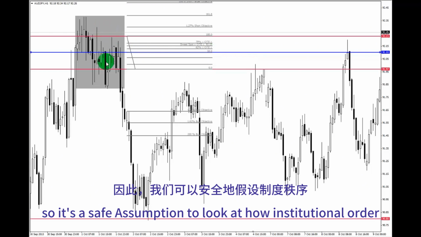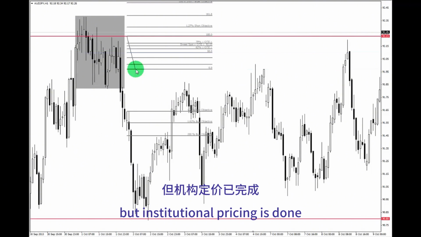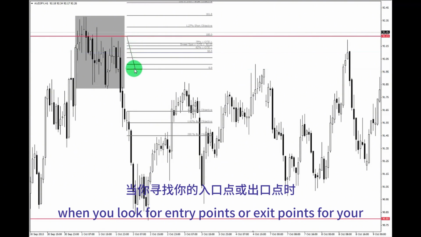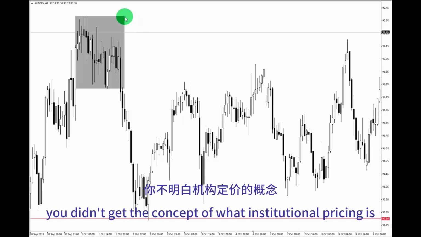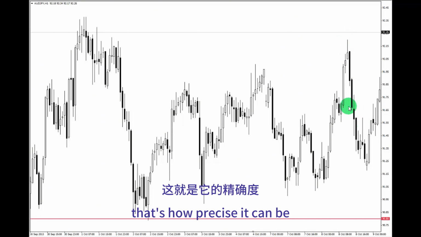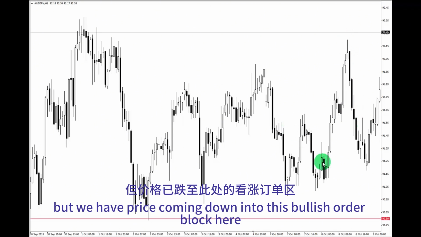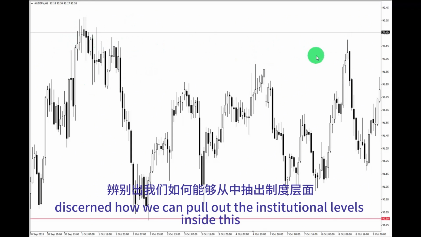So that's a safe assumption to look at how institutional order, not institutional order, but institutional pricing is done when you look for entry points or exit points for your particular trade. So I tossed that in there in case earlier in the video series you didn't get the concept of what institutional pricing is and how we glean it from price action. So nonetheless, that's how precise it can be. But we have price coming down into this bullish order block here, reaching up into this area of consolidation. Okay, and we just discerned how we can pull out the institutional levels inside this larger consolidation.